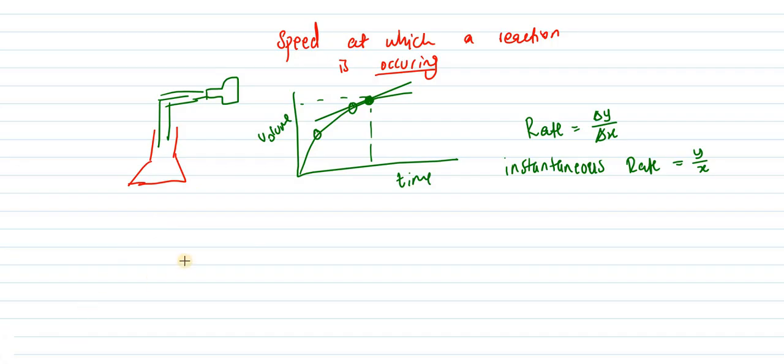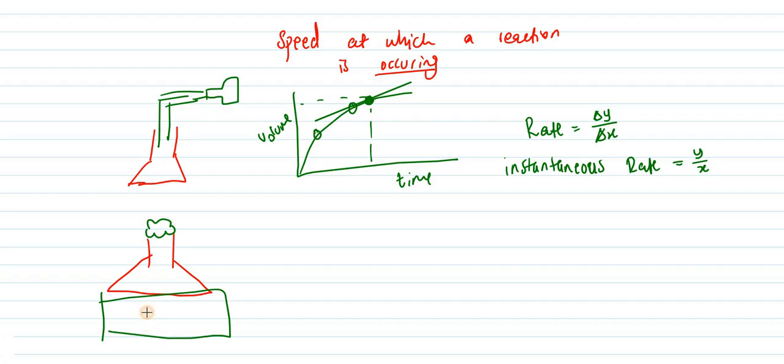Now, another way you can measure the rate of the reaction is to take the container, right? And then on that container, instead of collecting the gas, you can measure the amount of gas that is being produced. So you can measure the mass loss. So you put this on a mass balance, right? You measure the mass, okay?